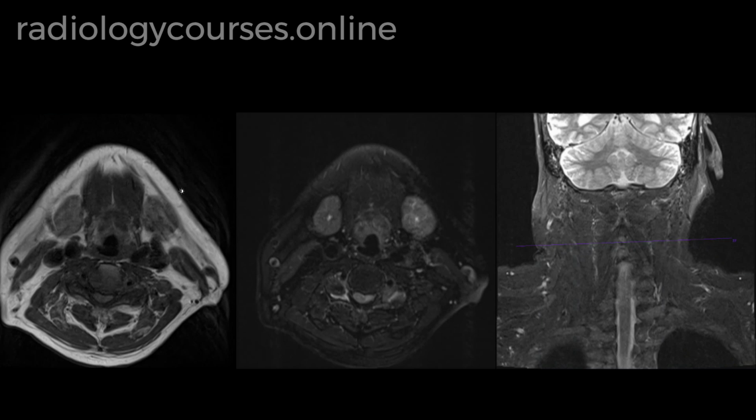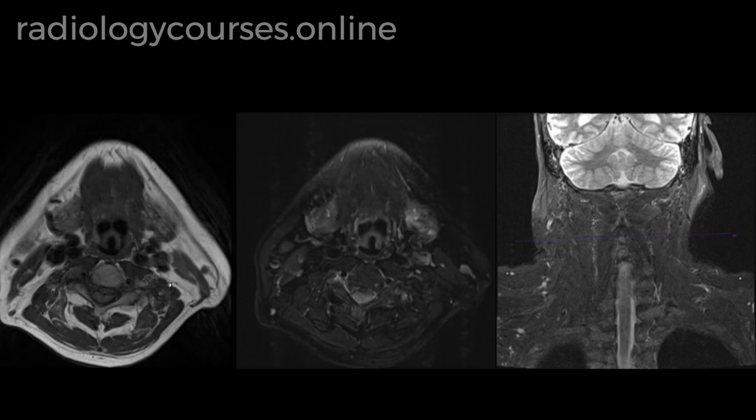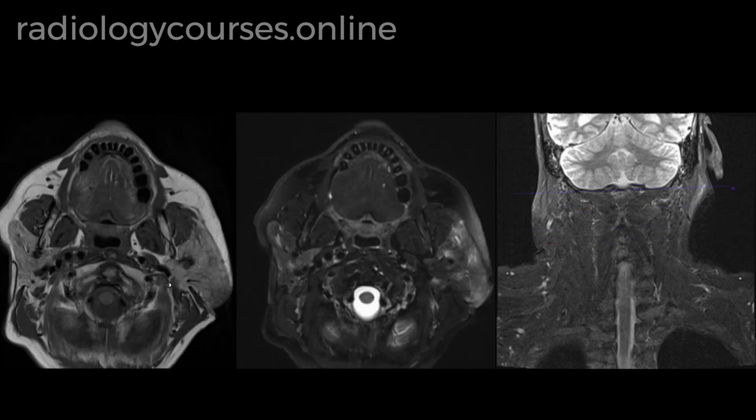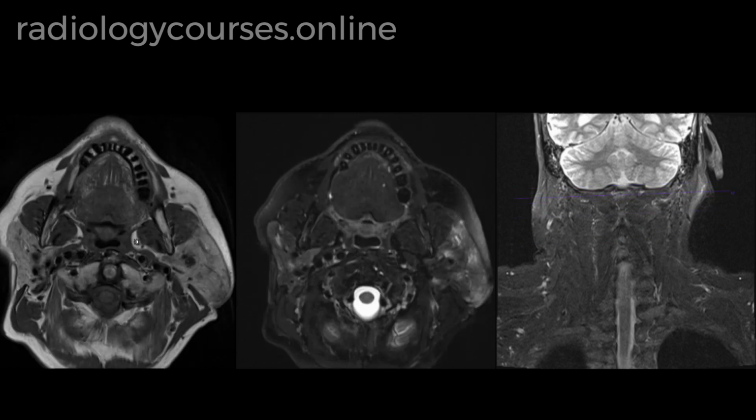Here we have MRI on a 60-year-old with history of acute left-sided neck swelling. We have got axial T1, fat sat T2, and coronal STIR sequences here to show. What we have got here is in the left parotid region, the abnormality is situated.